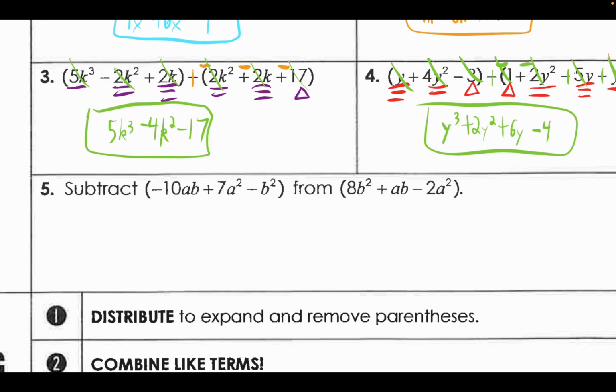Next, we're going to subtract the first parenthesis from the second parenthesis, which means this actually comes first. So it's really 8b squared plus ab minus 2a squared, minus the next parenthesis, negative 10ab plus 7a squared minus b squared. I'm going to follow the same rules of thumb that I did in 3 and 4, where I change the subtraction to addition and make every sign of the following parenthesis the opposite.